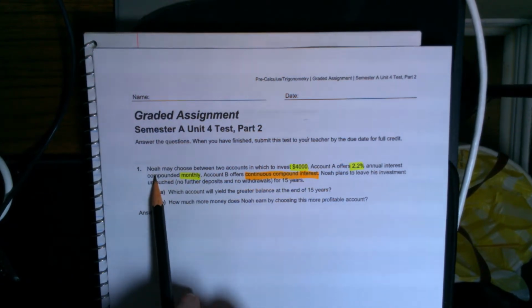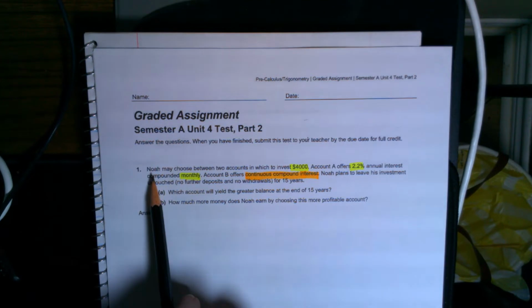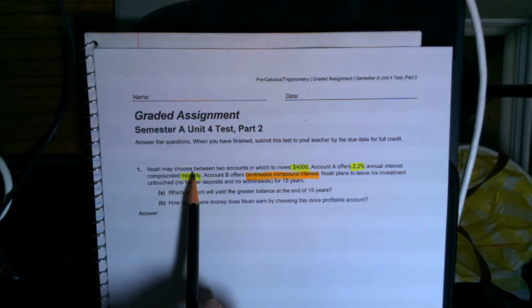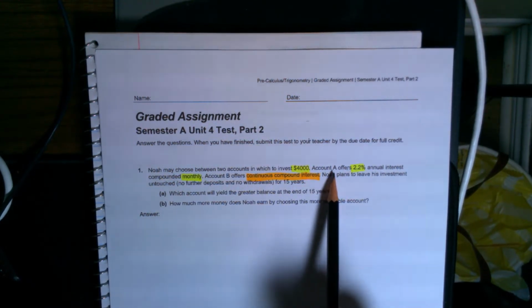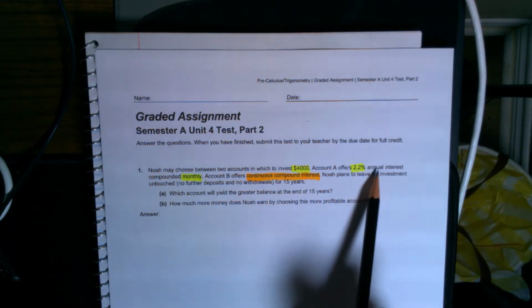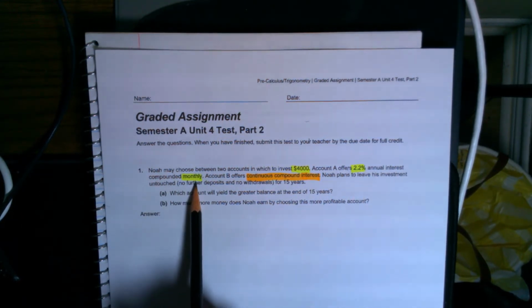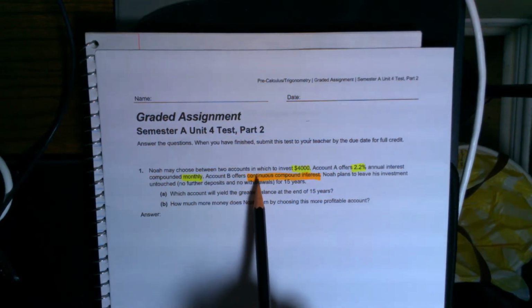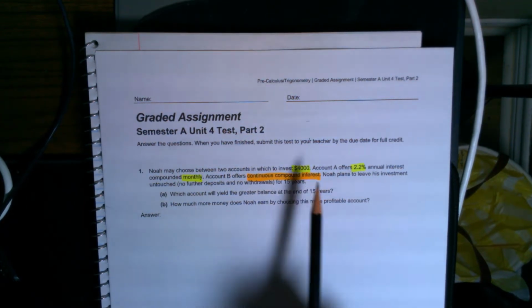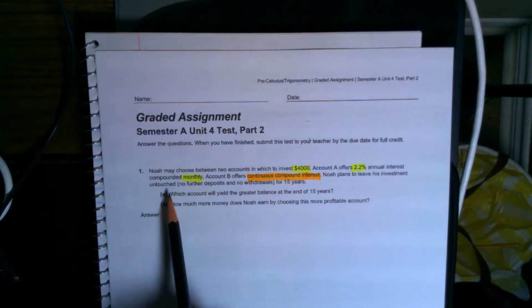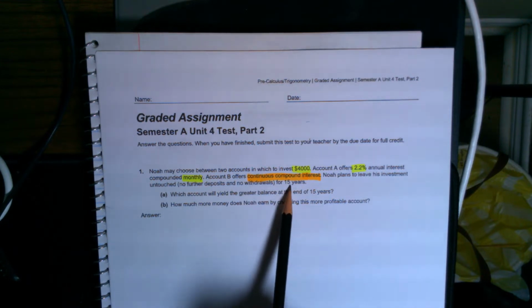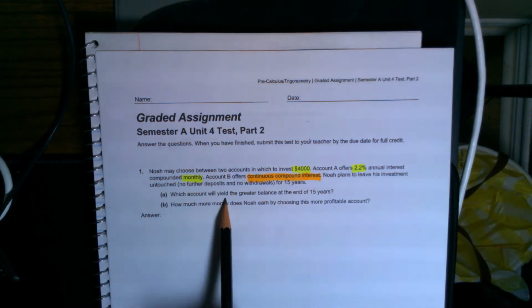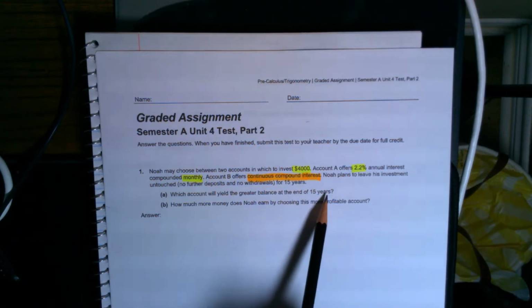So we have the first problem. Let's read through that completely and then pick it apart. Noah may choose between two accounts in which to invest $4,000. Account A offers 2.2% annual interest compounded monthly. Account B offers continuous compound interest. Noah plans to leave his investment untouched, no further deposits and no withdrawals, for 15 years. Which account will yield the greatest balance at the end of 15 years?